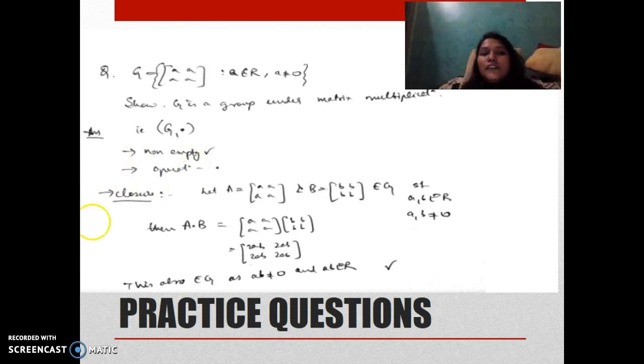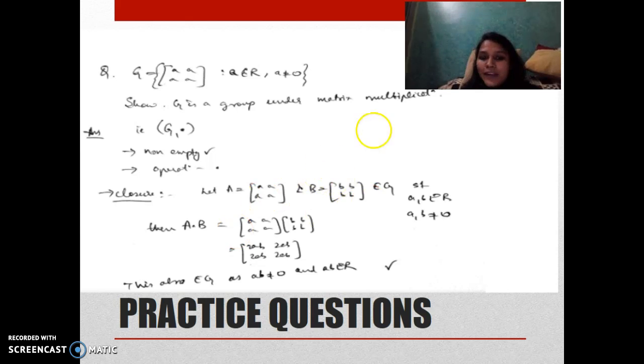Okay, so now first of all, closure. So how will you see closure? You will take 2 elements from that set. So the 2 elements will look like matrices. One will be like [a a; a a], another will be like [b b; b b]. Okay, 2 by 2 matrices where a and b are real numbers and they are not equal to 0. So all you need to show is that if I multiply A dot B, then the result matrix will also lie in the set.